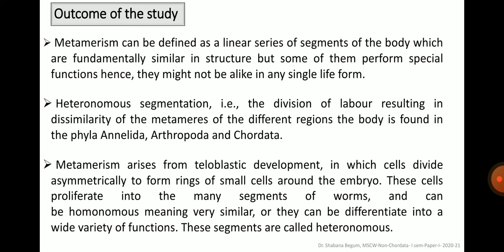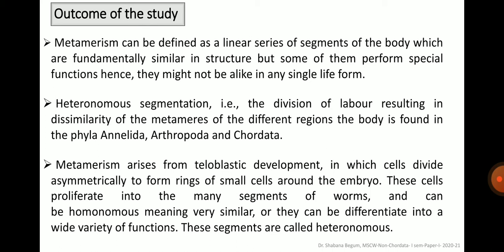So the outcome of the study, you can mention, metamerism can be defined once again as a linear series of segments of the body which are fundamentally similar in structure, but some of them perform special functions, hence they might not be alike in any single life form. Heteronomous segmentation, that is, the division of labor resulting in dissimilarity of the metameres of the different regions of the body, is found in the phyla Annelida, Arthropoda, and Chordata. Sorry, here the word phylum Annelida is wrongly typed. It should be only the Arthropoda and Chordata for heteronomous segmentation.